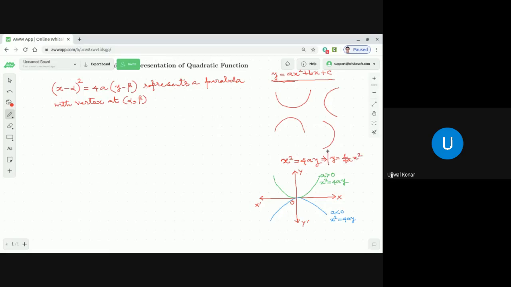This is the curve when the vertex is at the origin. And when a is greater than 0, we get x square equal to 4ay, which is flipped upward, the green color what you see, dear students. And when a is less than 0, it is flipped downwards, what you see in the blue color, dear students. Correct?